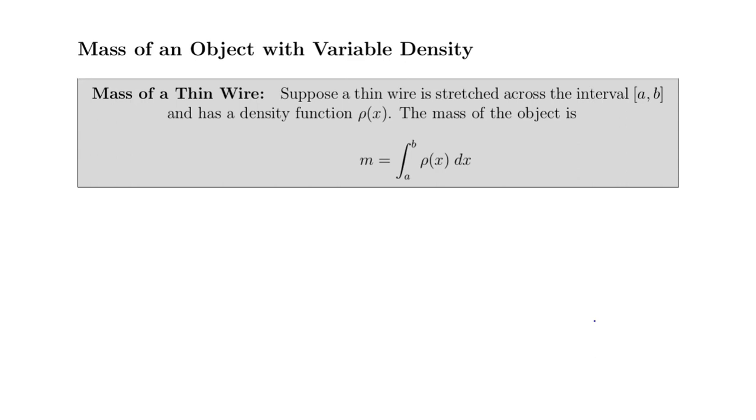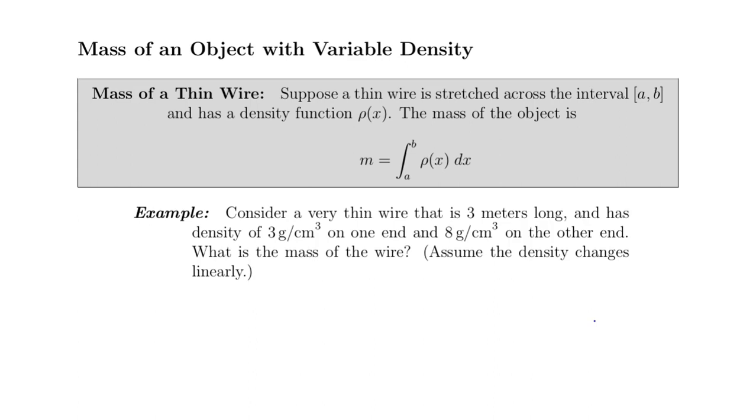So for the mass of a thin wire, we'll call it, and it can be a thin anything, but we'll assume a thin wire. So we'll suppose a thin wire is stretched across the interval from a to b, and it has a density of rho of x. The mass of the object then is this integral formula that we just did. So here's a quick little example.